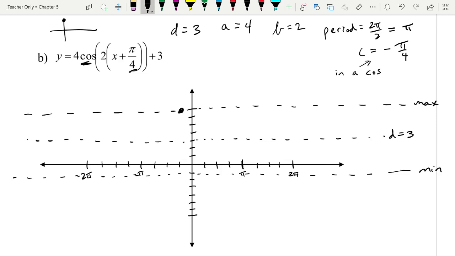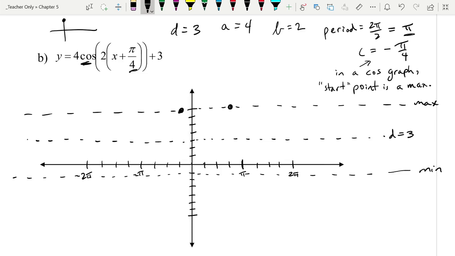In a cosine graph, the start point is a maximum. Okay, so that means to get to the next maximum, I do it in a period of pi. So how many places is pi? Well, I'm in quarters of pi, right? So 1, 2, 3, 4. There's my next maximum.